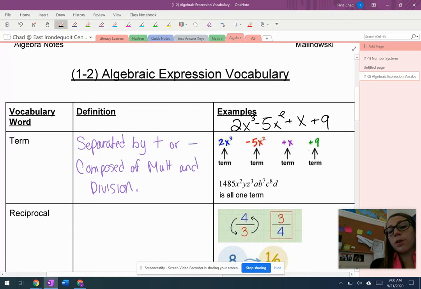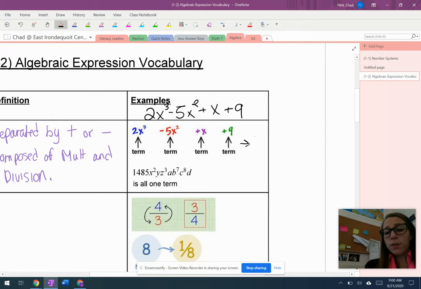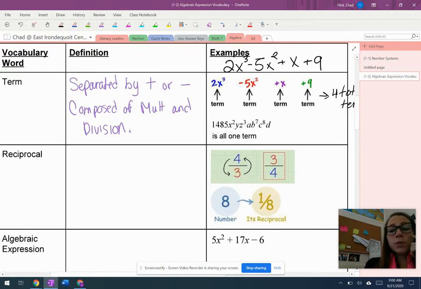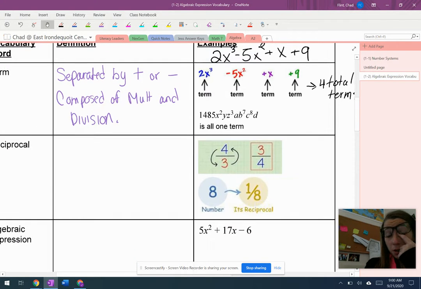And you can see that they broke it down. 2x cubed is one term, negative 5x squared is another term, the positive x is a third term, and that positive 9 is a fourth term. So 4 terms total there. I'm just going to make a little note that it's 4 total terms. Okay, terms are separated by addition or subtraction.